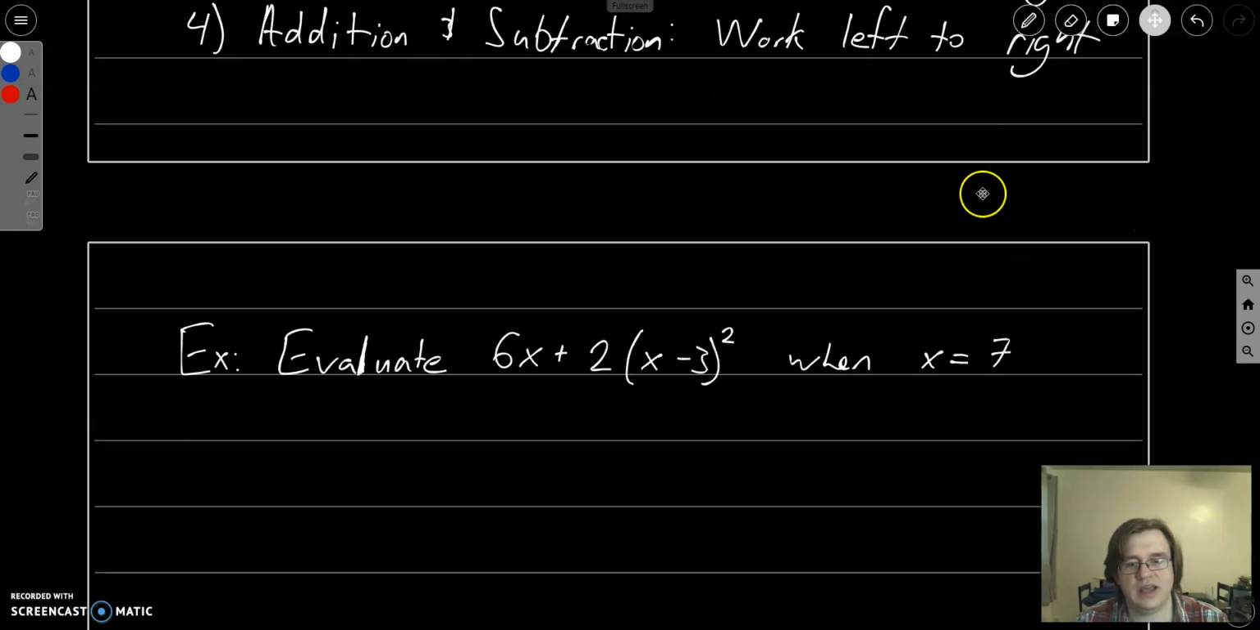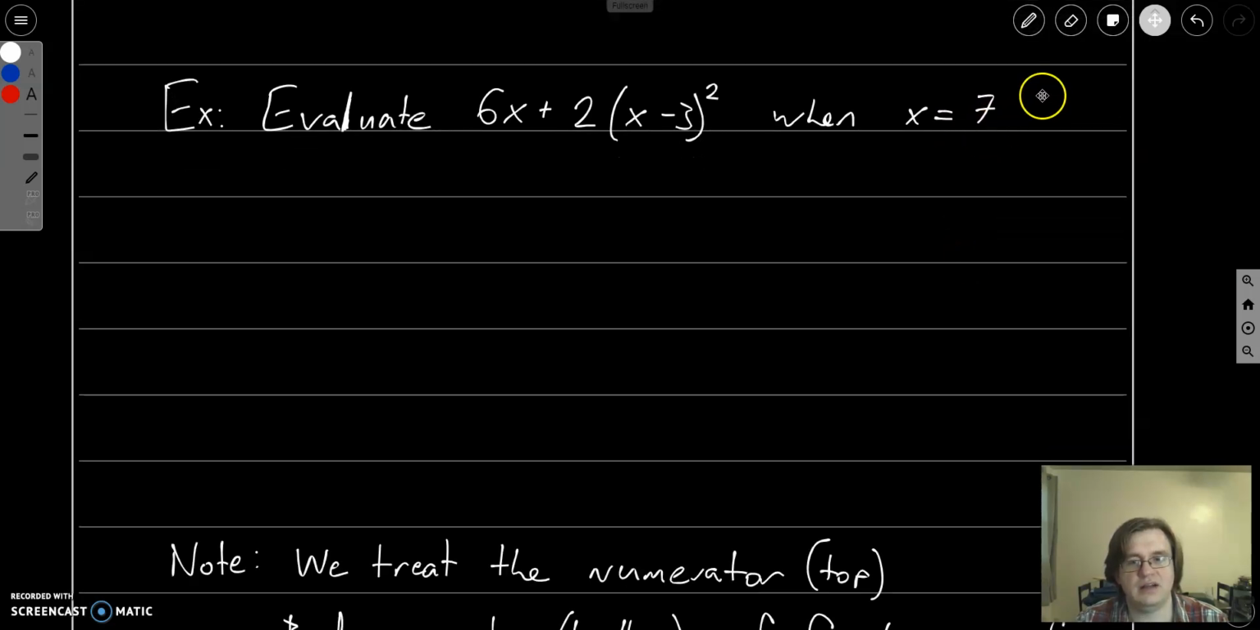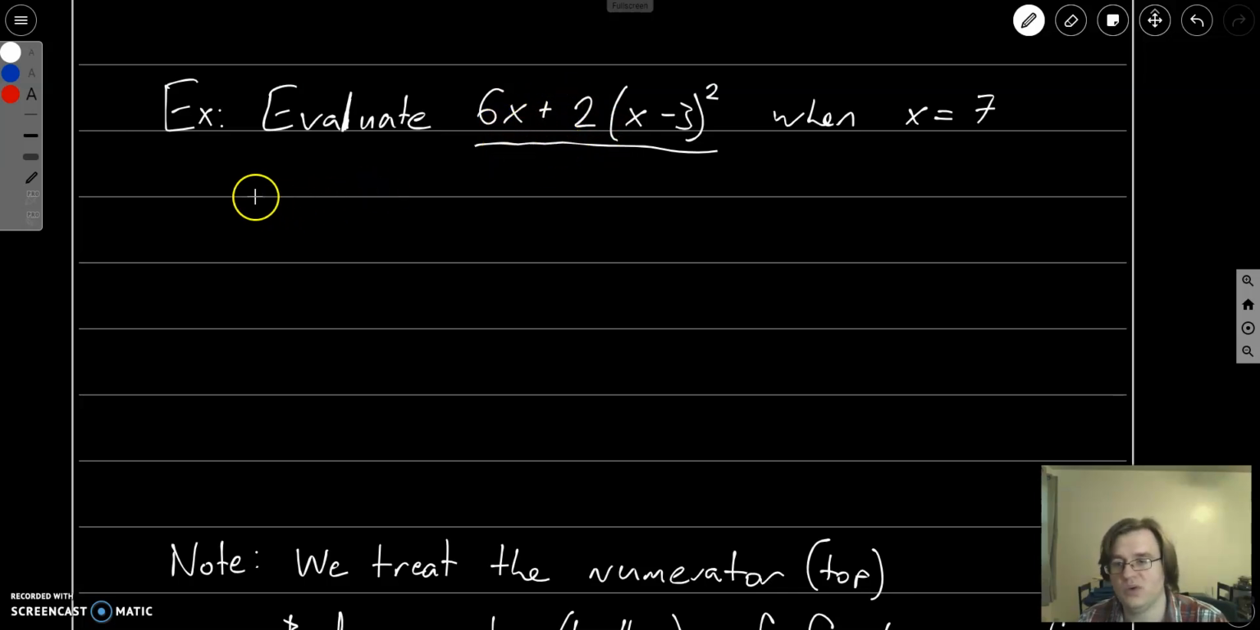So let's look at an example. Let's evaluate this expression, 6x plus 2 times x minus 3 squared, when x is equal to 7. So what this means is we'll plug in 7 for x, and we will look at what this expression is actually equal to once we know what x is.